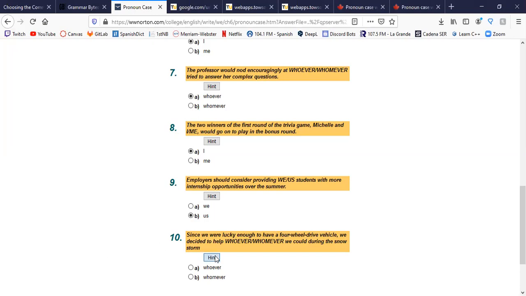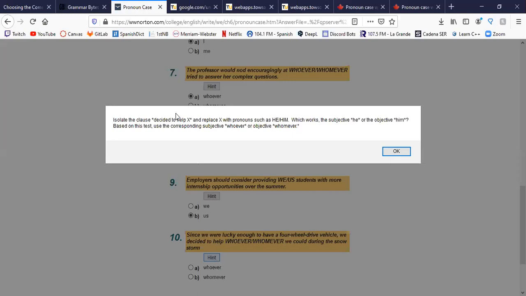Okay, let's look at the hints. Isolate the clause decided to help X and replace X with the pronouns such as he and him. Which works? The subjective he or the objective him. Based on this test, use the corresponding subjective whoever or objective whomever. So if you remember, if you focus on this part only, we decided to help blank, then that should make sense. It should be obvious which one you should use.